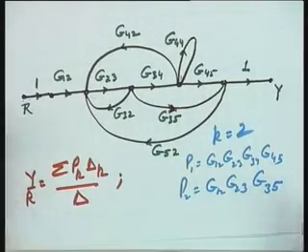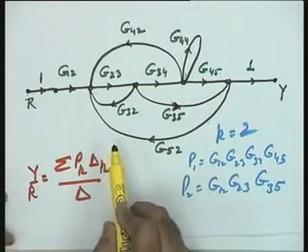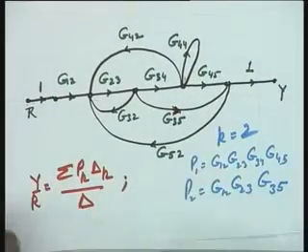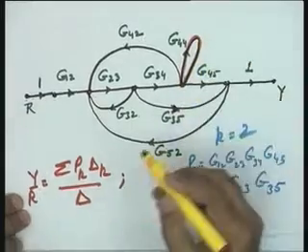How about the non-touching loops, the pairs? Yes, how many pairs? 1 pair. What is that pair? G44, G23, G32. Okay, I think I will put a different color on the pairs you are suggesting. G44 you said. Okay, this pair, this one, and what is the other one please?